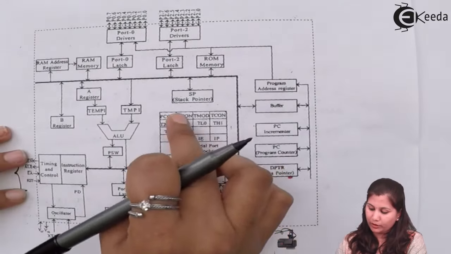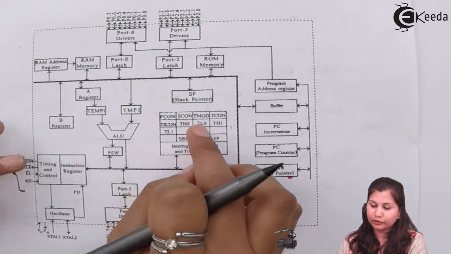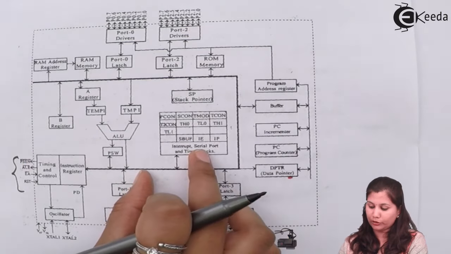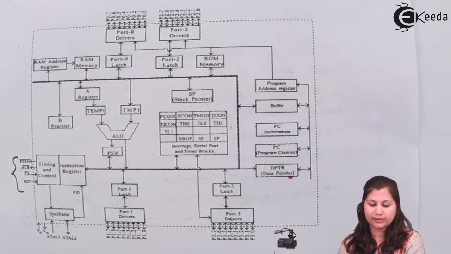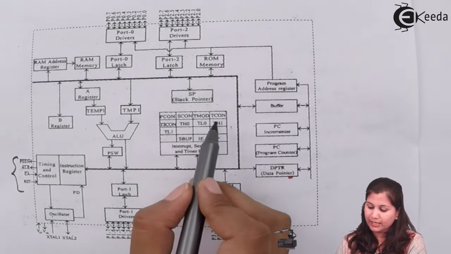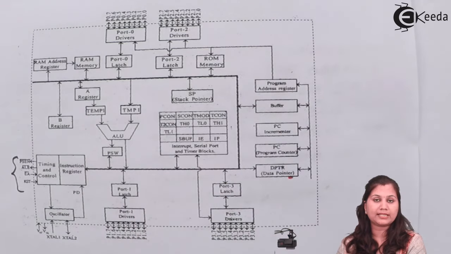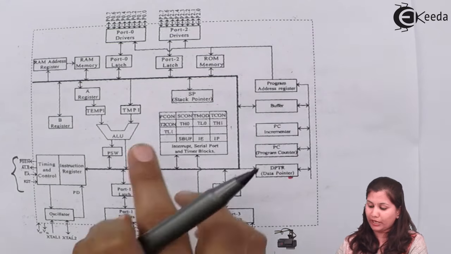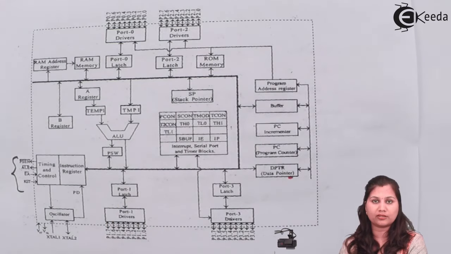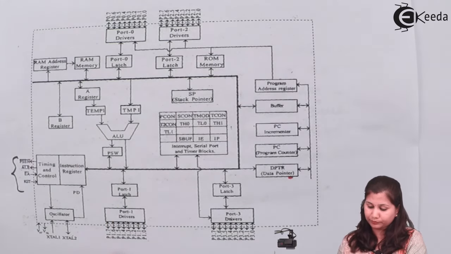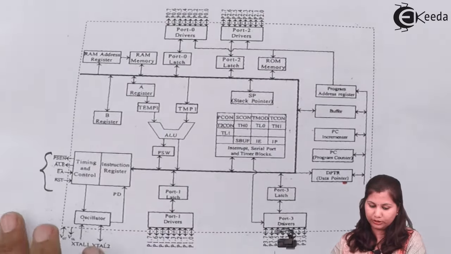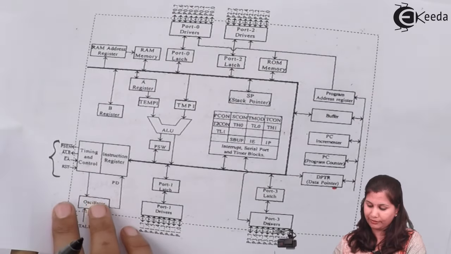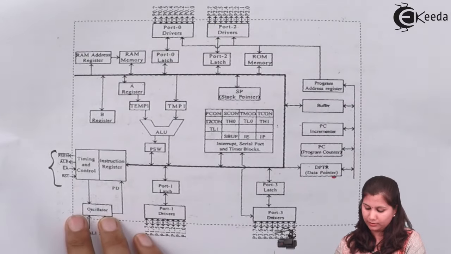Next we come to the timers and counters block. We have two timers in the microcontroller, that is timer 1 and timer 0, and these are 16-bit timers. These timers or counters can be operated in different modes. We also have different special function registers. So let's come to the timer, counter and the serial ports block.